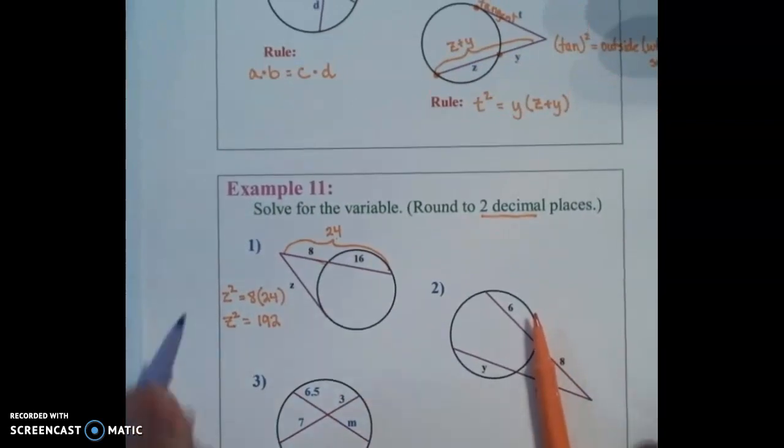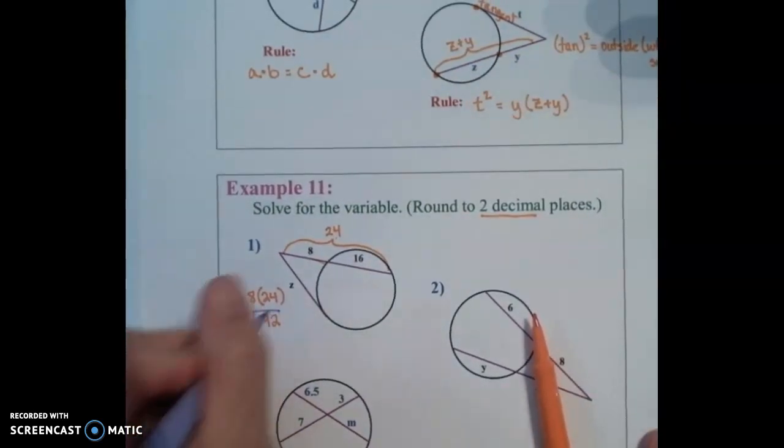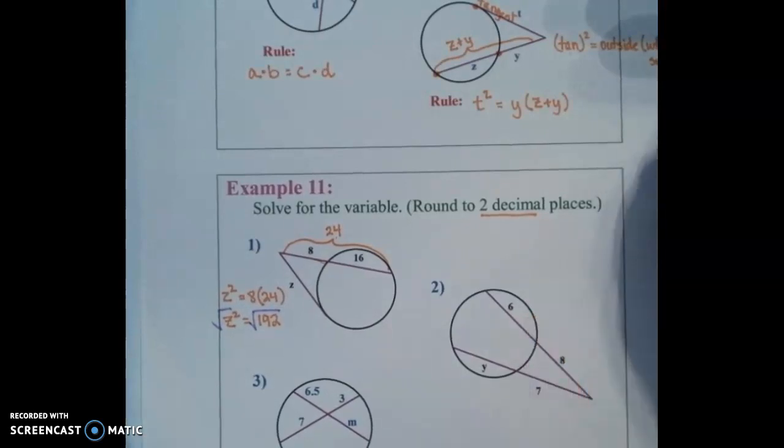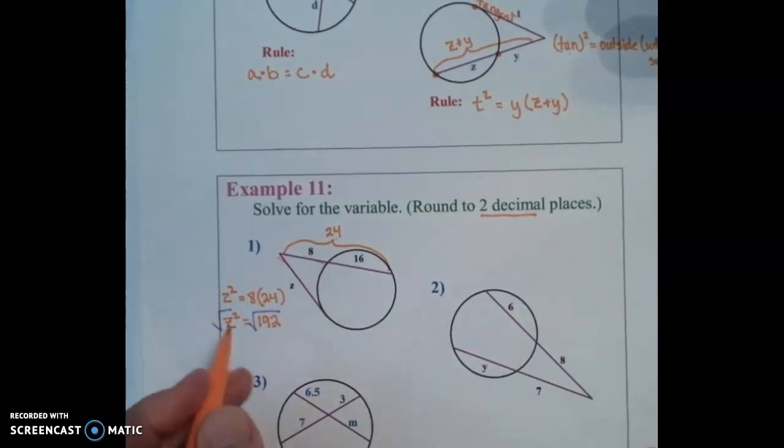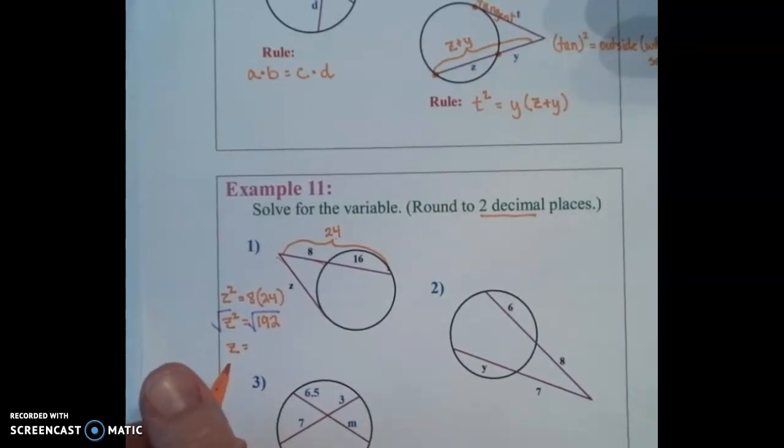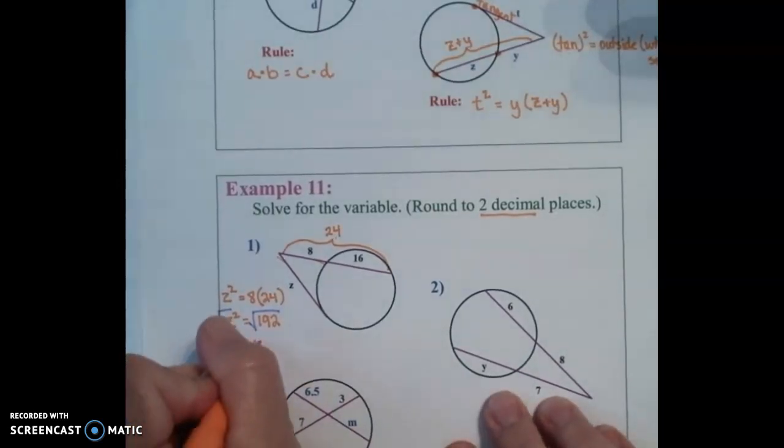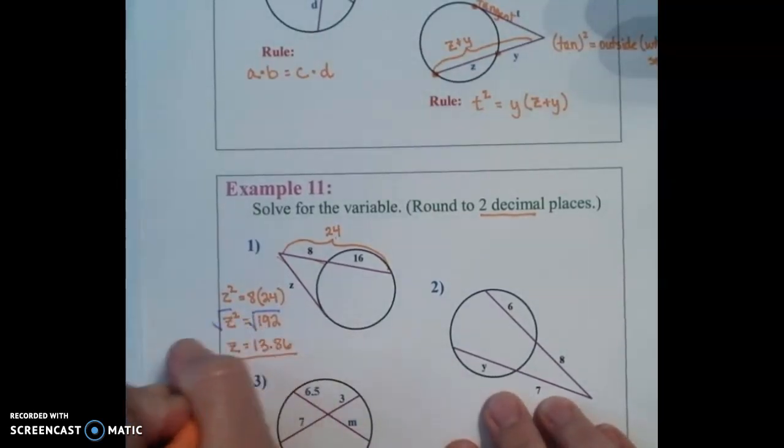Then we're going to take the square root of both sides, and because we're talking about the length of this segment, we don't have to worry about the negative. So the square root of 192, if we round to 2 decimal places, is going to be 13.86.